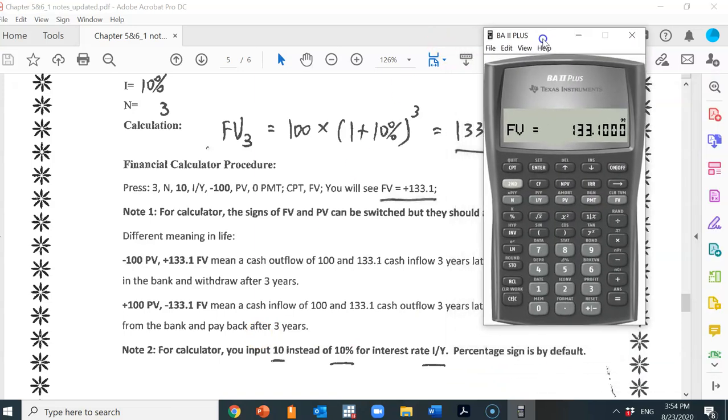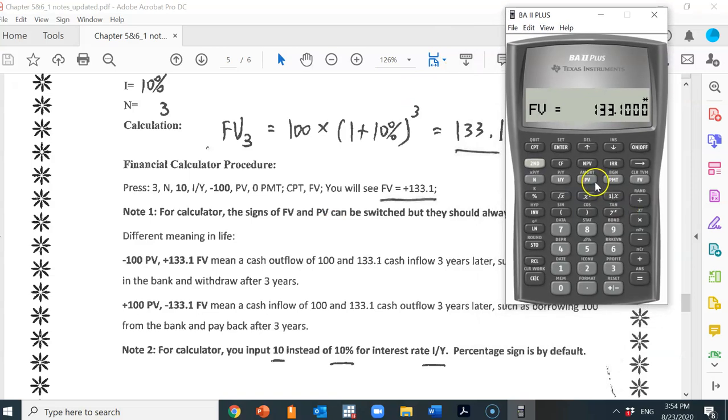Okay, so let me show you on this financial calculator here. If I change my PV into positive $100, I press 100 and I press PV. And then now if I compute for future value with all the other variables staying the same, you're going to see a negative 133.1 here, meaning because I get $100 today, I have to pay back 133.1 after 3 years. Okay, this is the no free lunch rule.